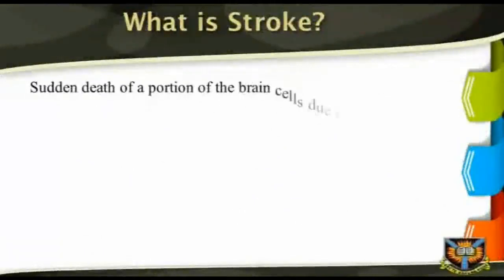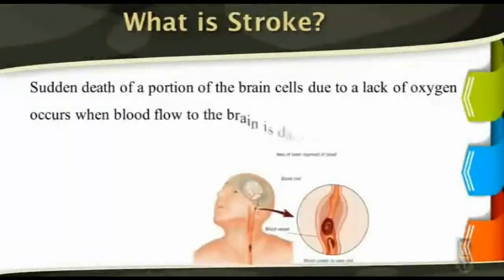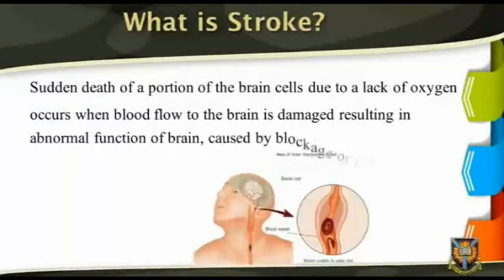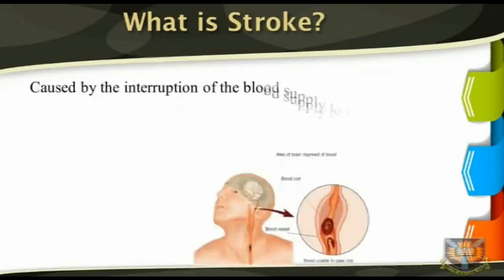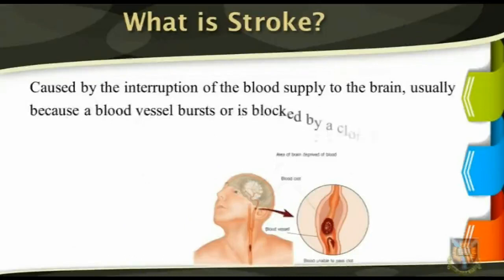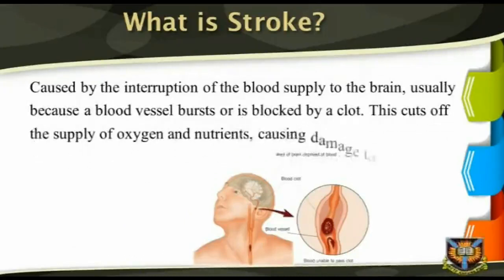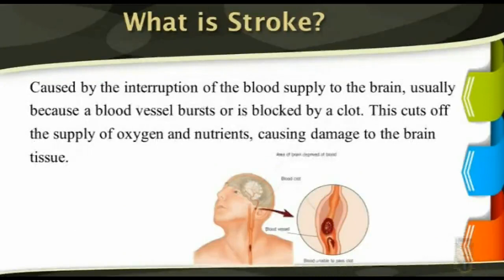What is stroke? A stroke is the sudden death of a portion of the brain cells due to a lack of oxygen. A stroke occurs when blood flow to the brain is damaged, resulting in abnormal functions of the brain. It is caused by blockage or rupture of an artery to the brain. A stroke is caused by the interruption of the blood supply to the brain, usually because a blood vessel bursts or is blocked by a clot. This cuts off the supply of oxygen and nutrients, causing damage to the brain tissue.